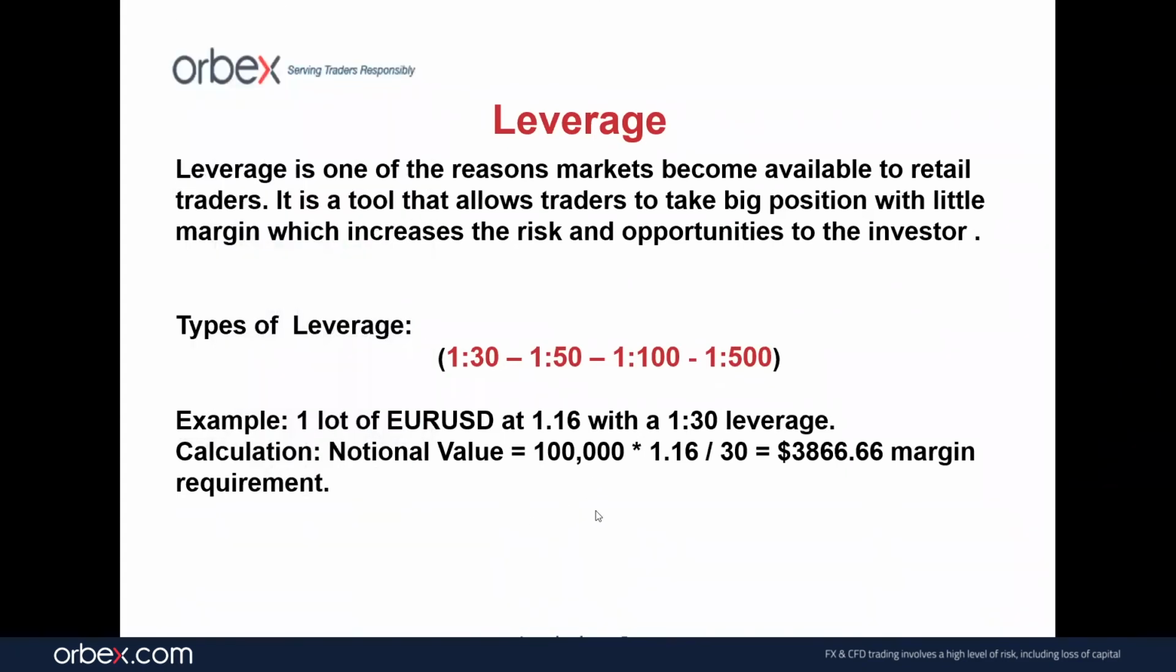So basically, if you had one-to-one leverage, you would need $100,000 to open 100,000 notional value, or whatever the currency rate would be. So it'd be 100,000 times the rate, and that's how much money you would need. Leverage offers the opportunity for traders and investors to take on these trades, but not to put so much of their money or margin into the trade itself.